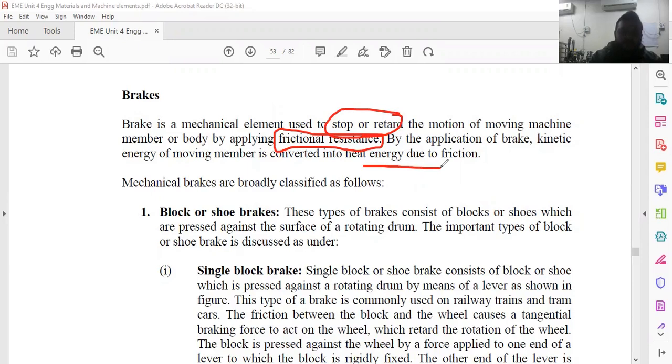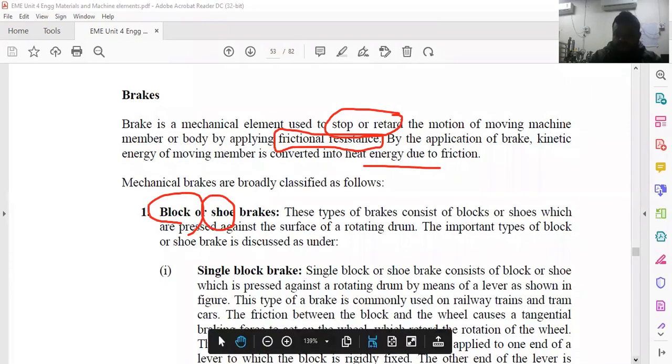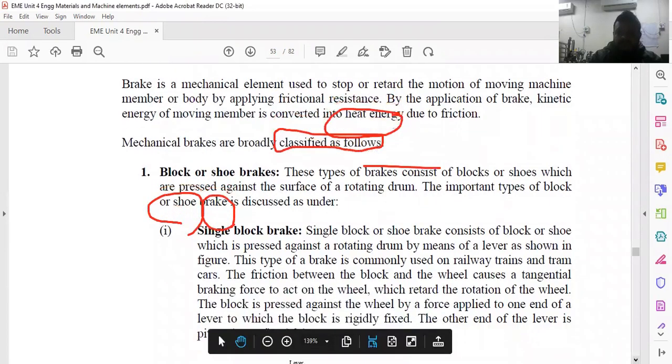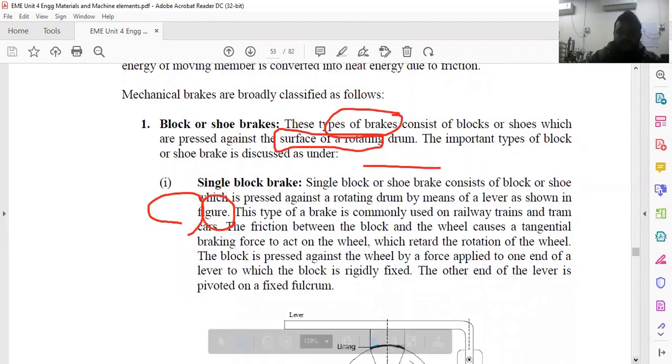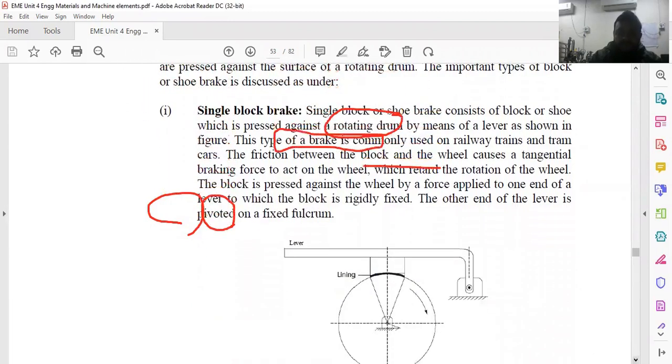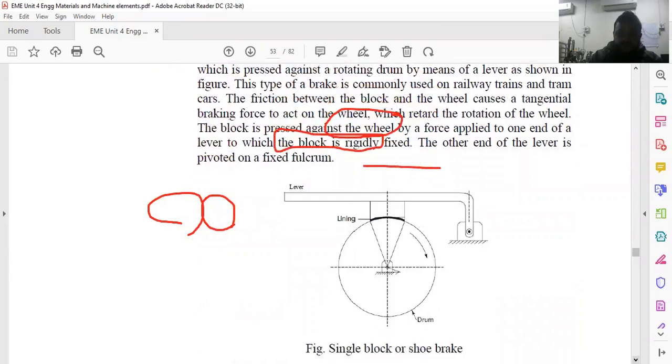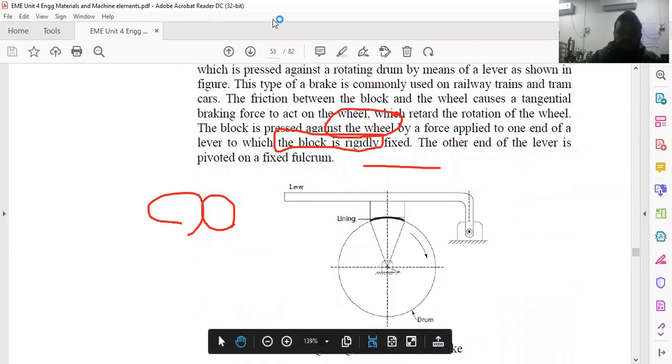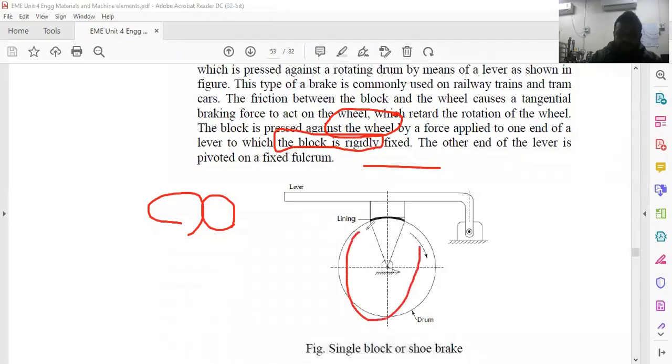So the various types of brakes are, just have to see, mechanical brakes, and the block brake. Normally we use the block, also called a shoe kind of brake, in which, similar to clutch, single plate and multi plate, single block brakes are used. So here you can see the single block. This is the vehicle wheel drum, which is in rotation.